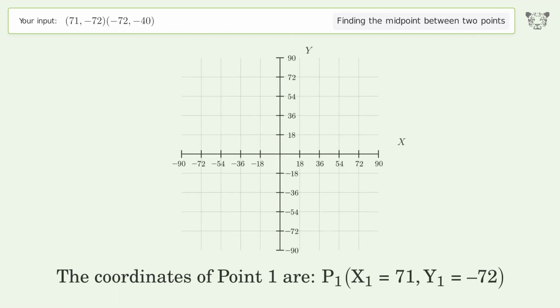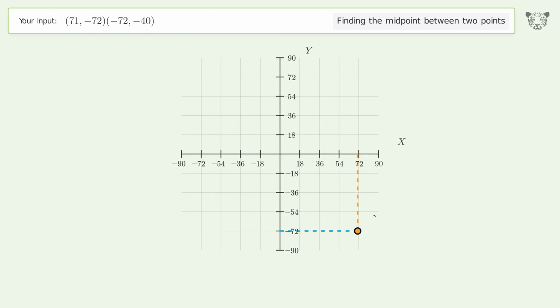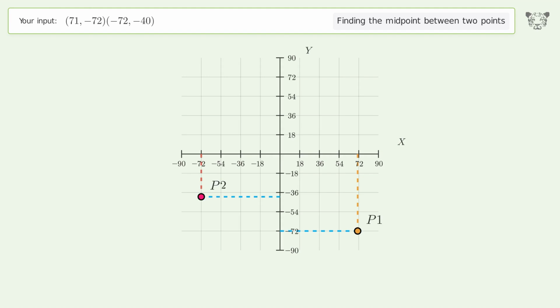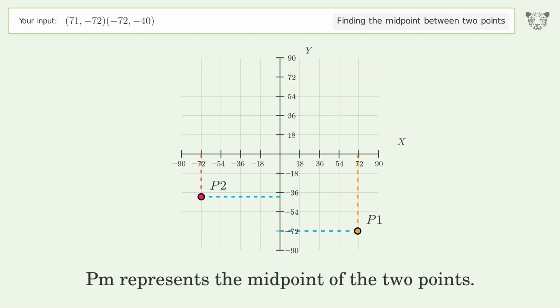The coordinates of point 1 are, x1 equals 71, y1 equals negative 72. The coordinates of point 2 are, x2 equals negative 72, y2 equals negative 40. PM represents the midpoint of the 2 points.